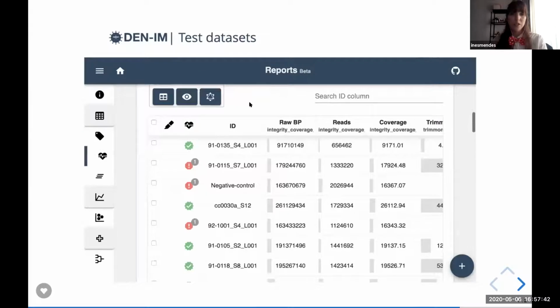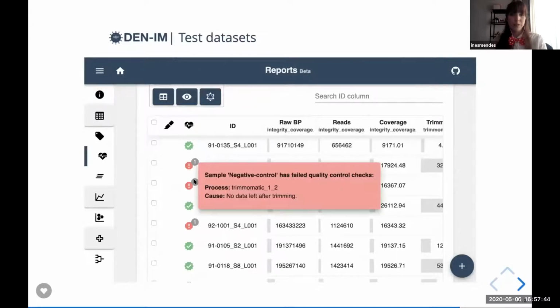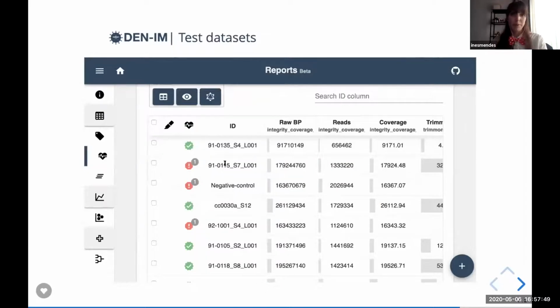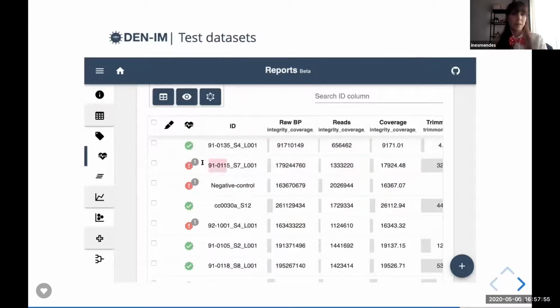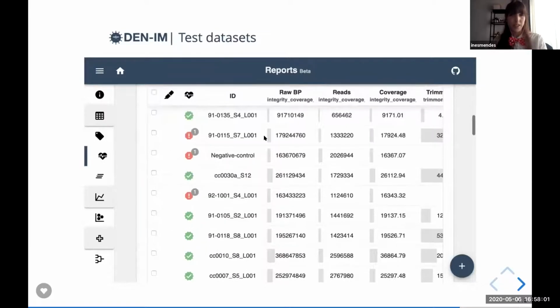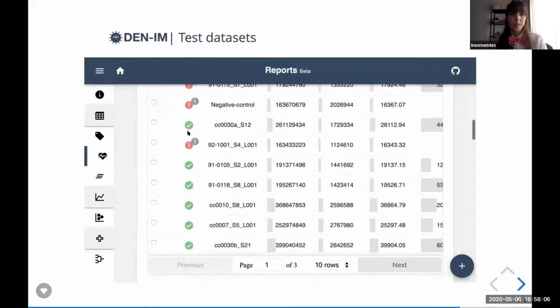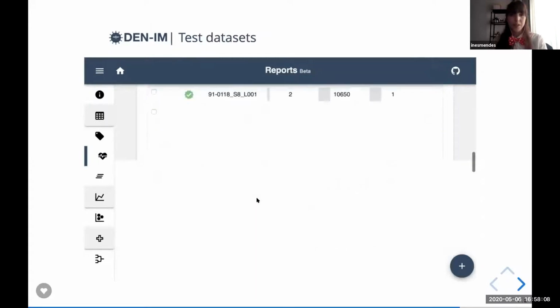We have the quality control. Also, of course, we have some warnings. For example, no data left after streaming. This is normal, it's a negative control, but this one is not so normal. For example, this one has a very low coverage, this sample 91, 115. So there's actually no dengue sequencing data over there. So the analysis for this sample was terminated halfway through. And the same thing for this one.